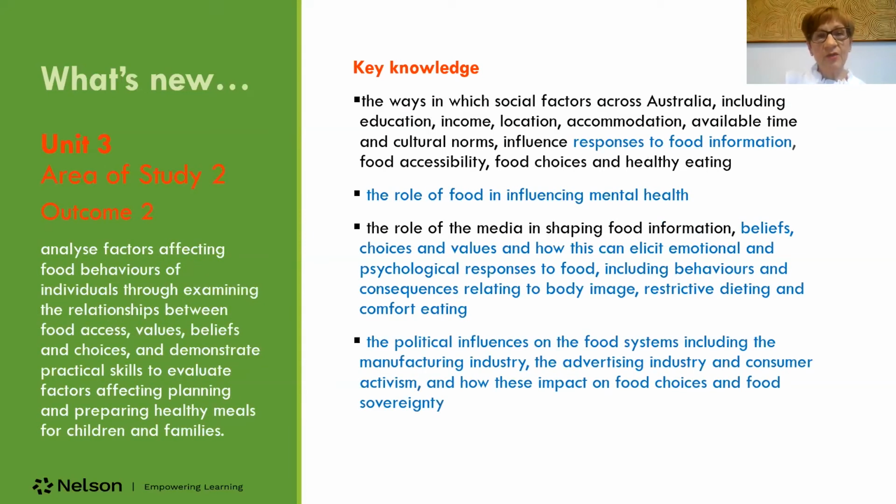In Area of Study 2, Outcome 2, there has been, again, some change to the key knowledge and skills. Two of the important things here are the role of food in influencing mental health, which we've covered in depth for you, and the other important point, which is new to the study, the political influences on the food system. We have done significant research into both of these areas, so we feel quite confident you will be able to address these with your students quite thoroughly. Thanks, Susanna.